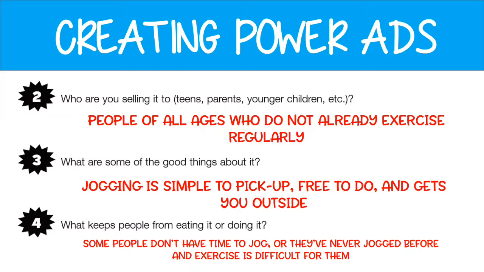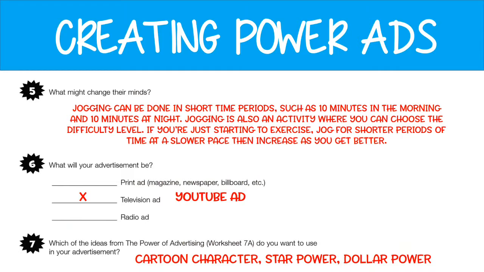What keeps people from doing it? Some people don't have time to jog, or they've never jogged before and exercise is difficult for them. What might change their minds? Jogging can be done in short time periods, such as 10 minutes in the morning and 10 minutes at night. Jogging is also an activity where you can choose the difficulty level. If you're just starting out, jog for shorter periods of time at slower pace, then increase as you get better.